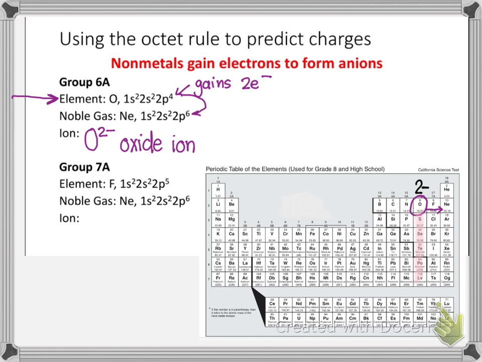And let's go now to the next one, fluorine. So here's fluorine. And I look down here on my electron configuration. I see that fluorine has 5 in its p sublevel. Well, the closest one is neon, and it has 6. So if I change the 5 to a 6, it looks the same. So that's what it does.